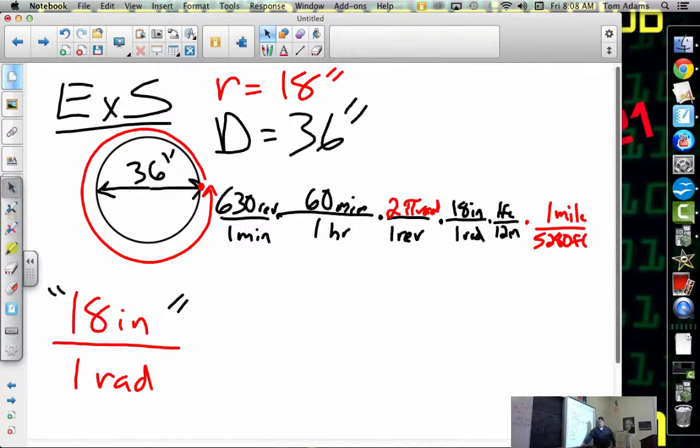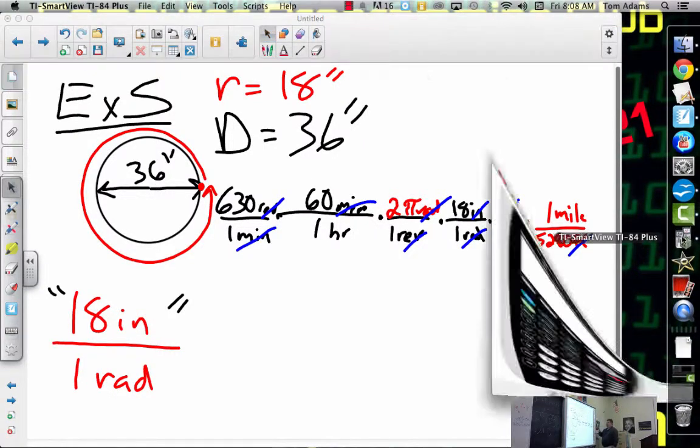Okay? Now, I apologize for the middle of the smartboard acting a little goofy. It's kind of difficult to read. But revolutions cancels with revolutions. Minutes cancels with minutes. Radians cancels with radians. Inches cancels with inches. And feet cancel with feet. So I got a bunch of numbers on the top and a bunch of numbers on the bottom. Okay? So I just need to plug that in my calculator, really.